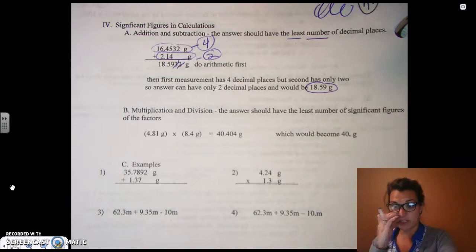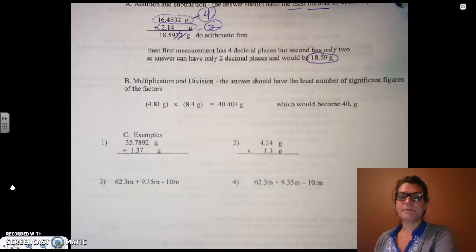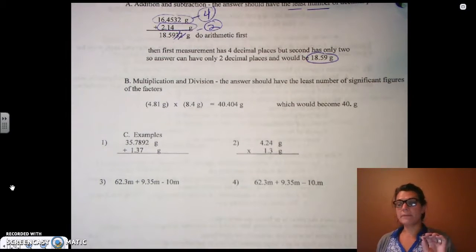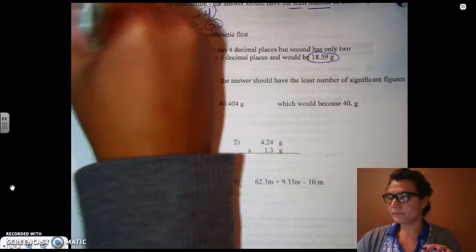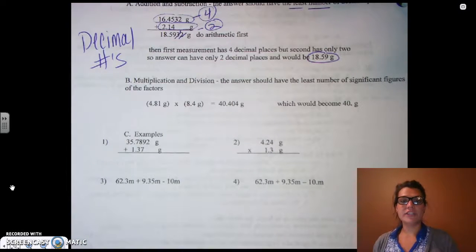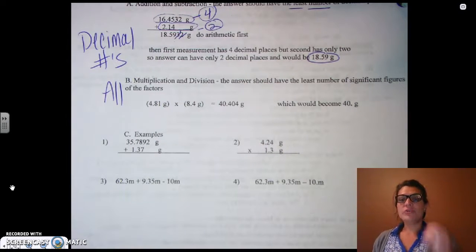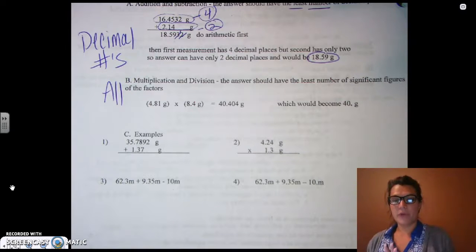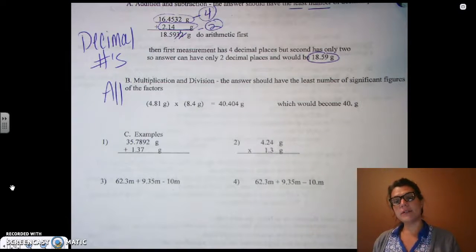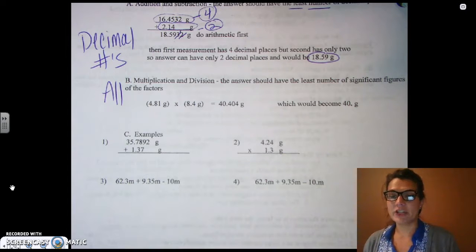Let's talk about multiplication and division. Okay? Multiplication and division is different. For addition and subtraction, we just look at the decimal numbers. For multiplication and division, we look at all of the numbers. So when I do this problem, I'm not just looking past the decimal, I'm looking at all of the numbers. And whoever has the smallest amount of significant figures wins. And that's how many significant figures your answer will have.